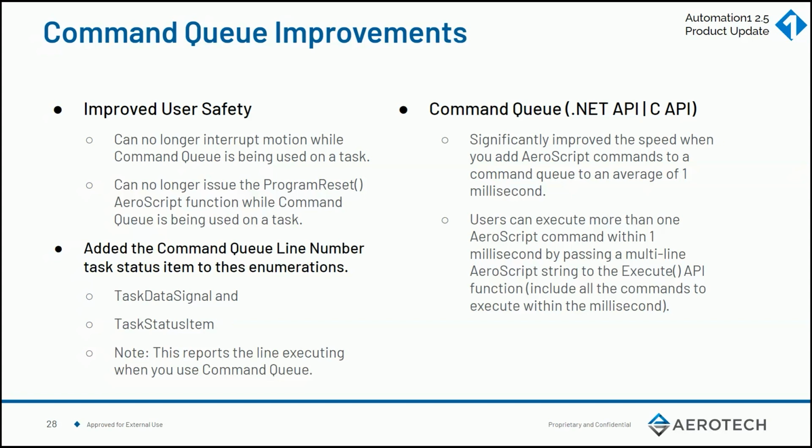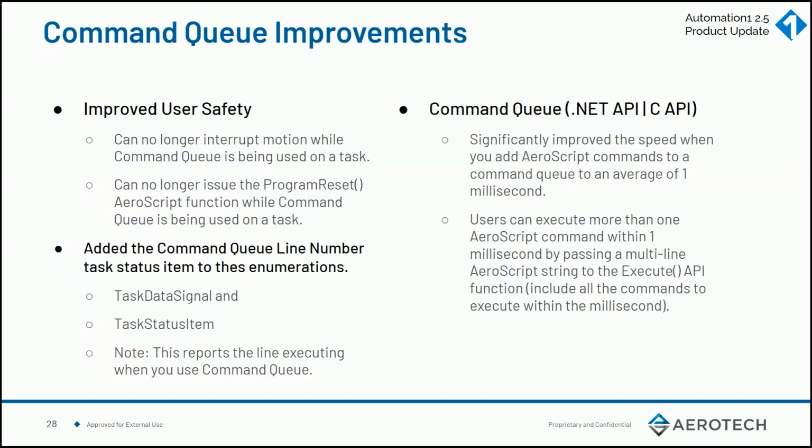We also added the command queue line number to some of the enumerations. The first one is the task data signal, and the second one would be the task status item. And this just reports the line executing when you use a command queue. And finally, here on the right-hand side, in the .NET and C API, we significantly improved the speed when you add AeroScript commands to a command queue to an average of 1 millisecond. So this is a great improvement.